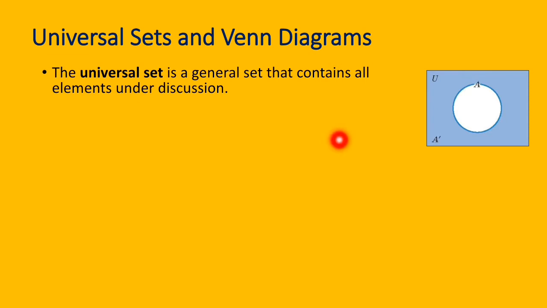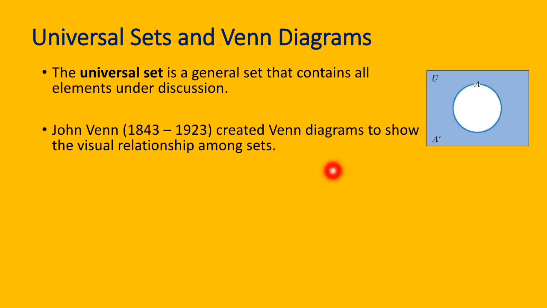Now students, let's come to the topic universal sets and Venn diagrams. Universal set is a general set that contains all the elements that are under discussion, and this universal set is usually represented in a Venn diagram through this rectangle. Okay, the idea of Venn diagrams was established by John Venn, 1843 to 1923, and these Venn diagrams are used to show the visual relationships among sets.